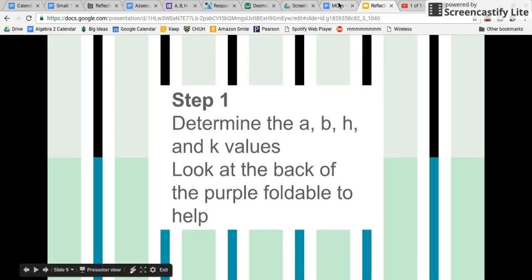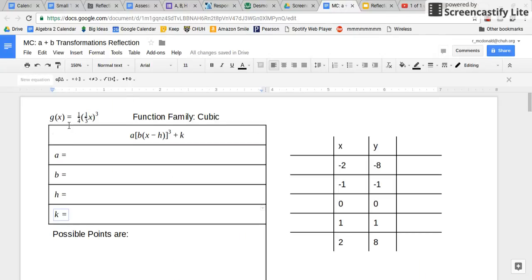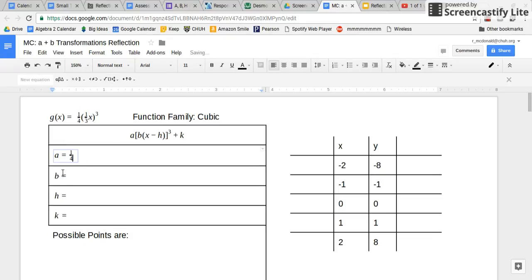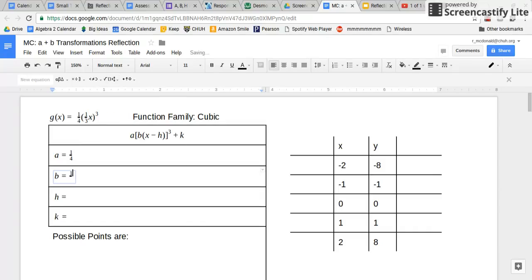Okay, welcome back. So the example we're going to use is g of x is equal to 1/4 times the quantity 1/3 x cubed. So this is a cubic. I found this on the back of my purple foldable, and I'm just going to identify the a, b, h, and k. So the a is 1/4 this time. The b is exactly as we see it, so the b is 1/3. I have no h, and I have no k.